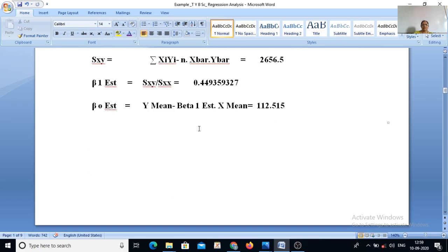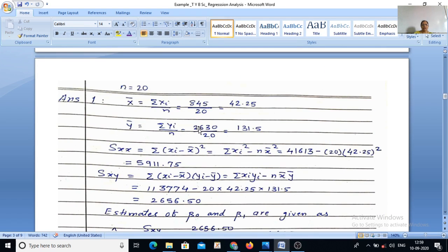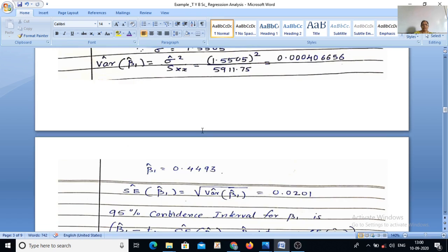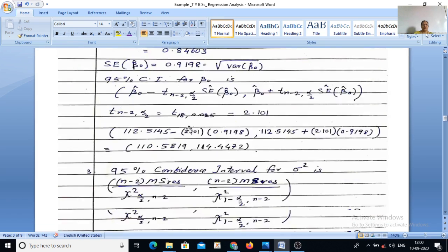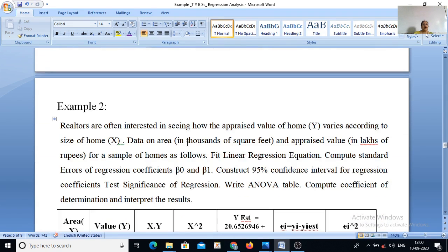Okay, I have given two more examples for practice. The second example is this: realtors are often interested in seeing how the appraisal value of a home, y, varies according to the size of the home.